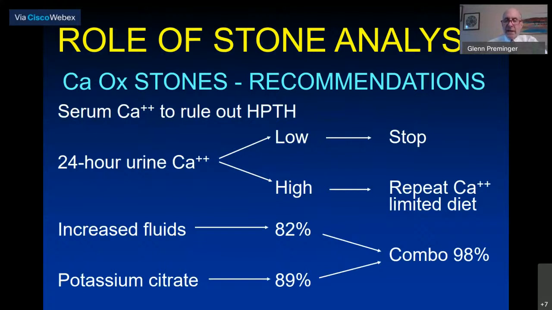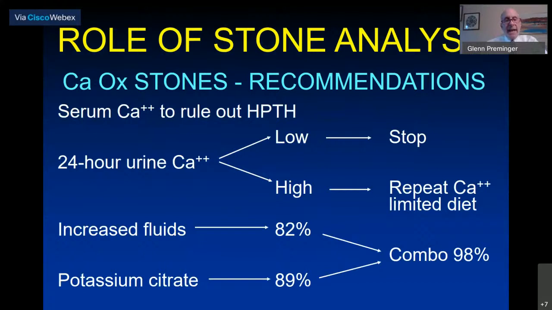But note that 98% of our patients that had calcium oxalate stones also had low urine volumes or a condition that would require alkaline therapy. So we could say that a combination of increased fluids and potassium citrate should be administered to all of our calcium oxalate stone formers.